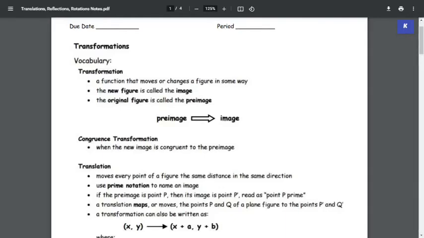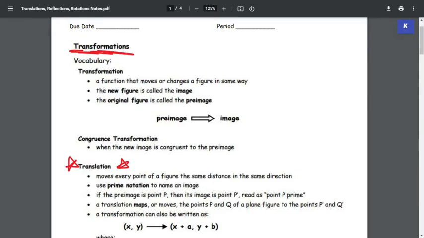Alright, so in this video we're going to be focusing on translations. But just to get comfortable with some of our vocab, our overall term is transformation. The different types of transformations we're going to look at are translations, rotations, and reflections. Like I said, all of those are going to be called transformations, so we can get the difference between them.